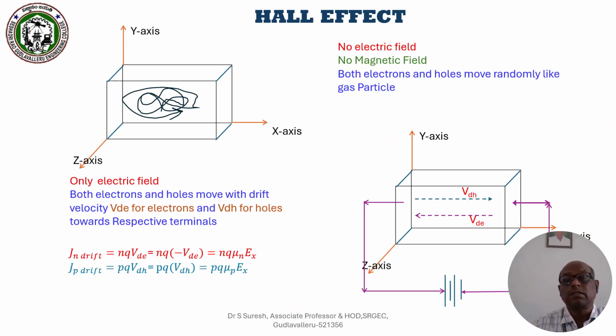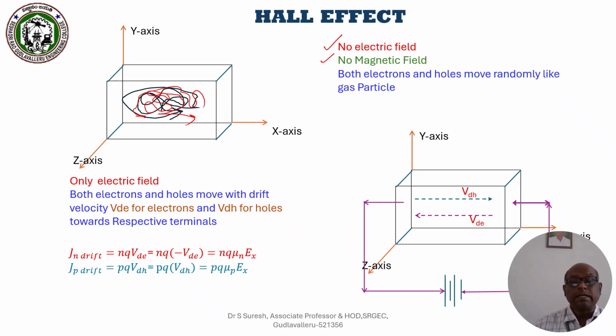So first we have a semiconductor sample kept in the system. This is the x-axis, this is y, and this is the z-axis. So first, no electric field is applied, no magnetic field is applied to this semiconductor sample. In the absence of both electric and magnetic field, the electrons and holes present in the sample will move randomly like gas particles.